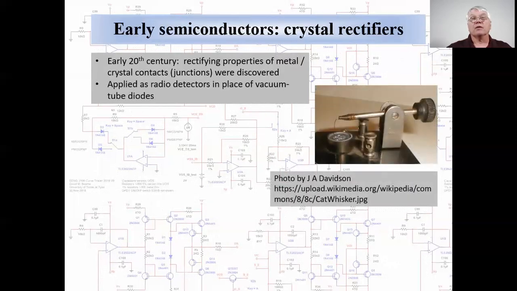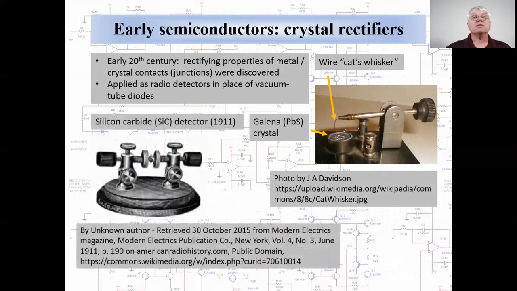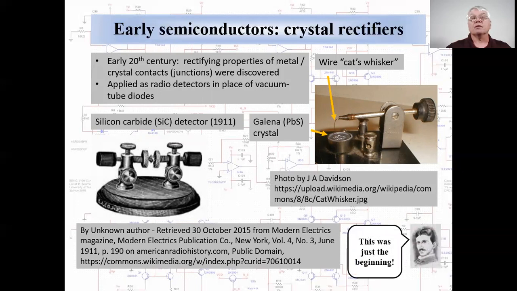Metal crystal rectifiers were employed as detectors in radio circuits. In this example, the crystal is galena, which is lead sulfide, and a wire called a cat's whisker could be adjusted to touch the crystal in various places until a rectifying place was found. This is an example of a commercial silicon carbide detector or rectifier from 1911. But these primitive devices were just at the beginning.